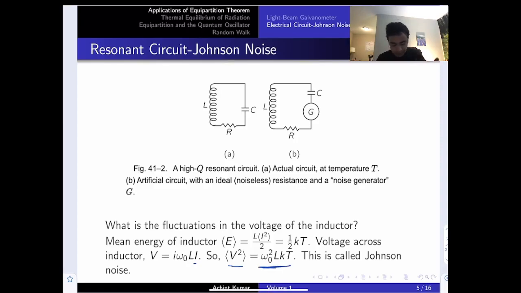So notice that even though there is no voltage across the inductor provided by a battery, it still has a potential difference across it because of the noise, because it's in contact with an environment which is at the temperature T.